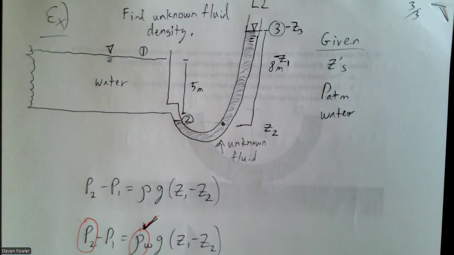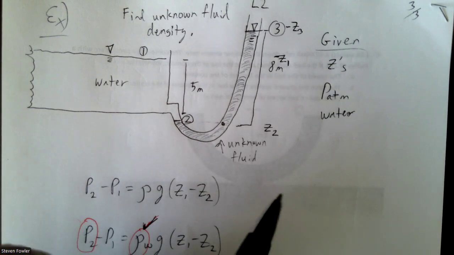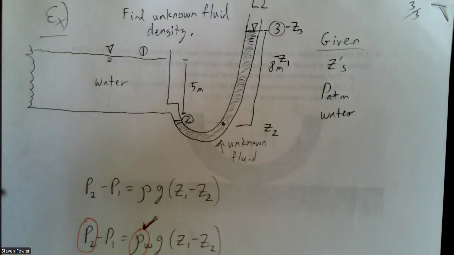Now, what I normally do is call one of them 0. You could call any one of these three 0 and set all the others relative to that. Everything below the 0 point is negative. Everything above the 0 point is positive.